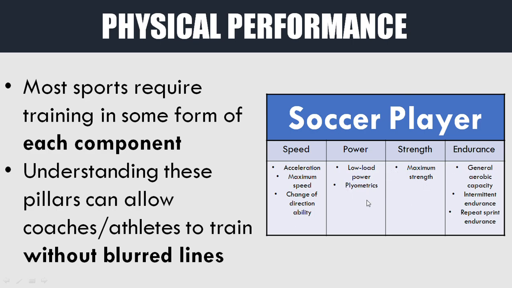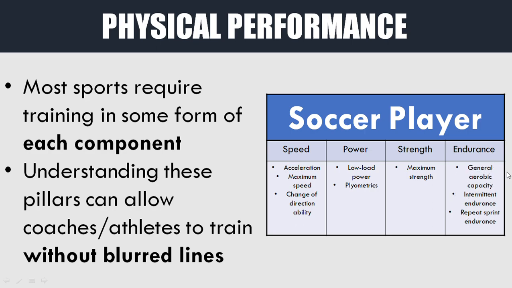So power training, we might have some low load power, so basically moving low loads as fast as possible, and some sort of plyometrics to capitalize on the stretch shortening cycle. But these do both fall under the category of power, at least in my classification. And then in terms of strength training, a soccer player probably doesn't need too much of the hypertrophy type work, but maximum strength might be of benefit to a soccer player. And then in terms of endurance, general aerobic capacity, intermittent endurance, repeated sprint endurance. So these are probably the primary things that we're going to train in the endurance category.